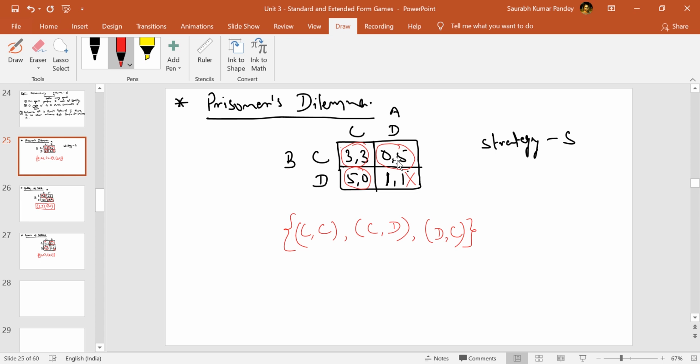But your social welfare solution is always Pareto optimal. You can see the social welfare solution: 3 plus 3 is 6, 0 plus 5 is 5, 5 plus 0 is 5, 1 plus 1 is 2. What is the maximum of all? 3 plus 3 equal to 6. So your social welfare solution is CC, and you can see that your Pareto optimal solution is also CC.